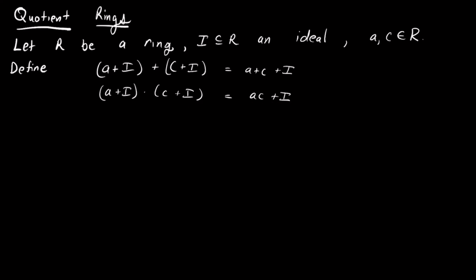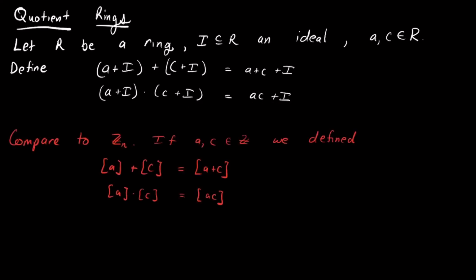Okay, so how does this relate to work that we've done earlier? Well, the thing to remember is to compare this to how we defined addition and multiplication in Z mod n. It's the same definition, except now I'm extending it to R mod I, right? And the thing to recall is that if a and c are integers, we defined the equivalence class of a plus the equivalence class of c to be the equivalence class of a plus c, and the equivalence class of a times the equivalence class of c to be the equivalence class of a times c.